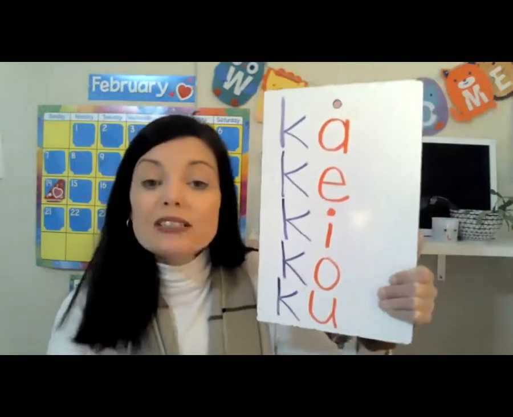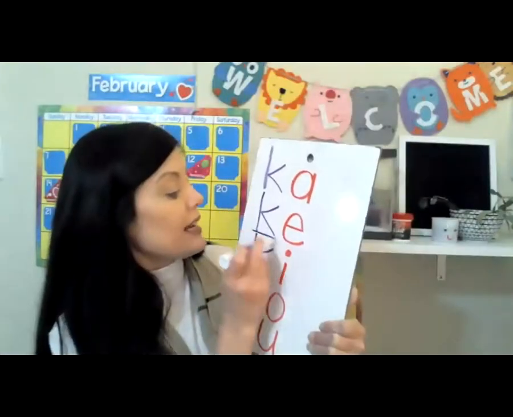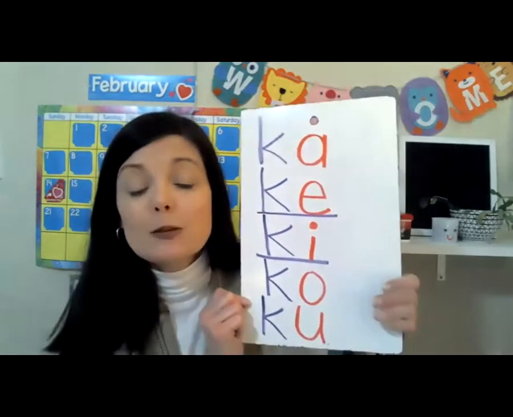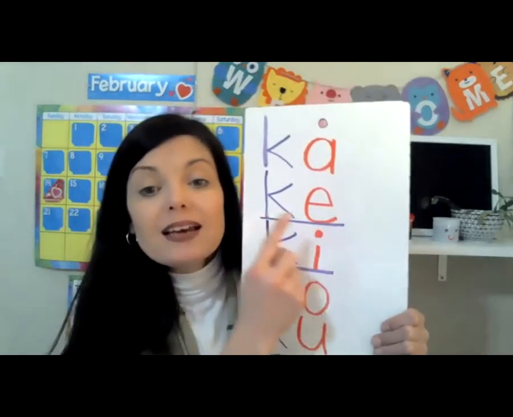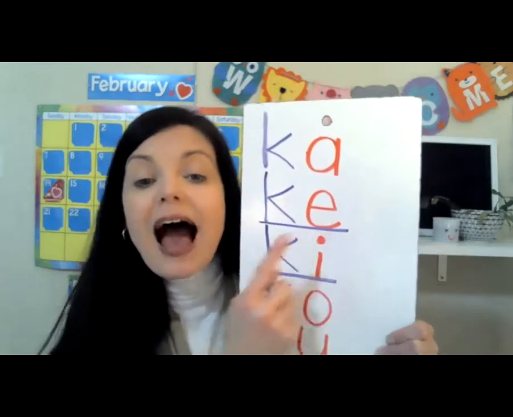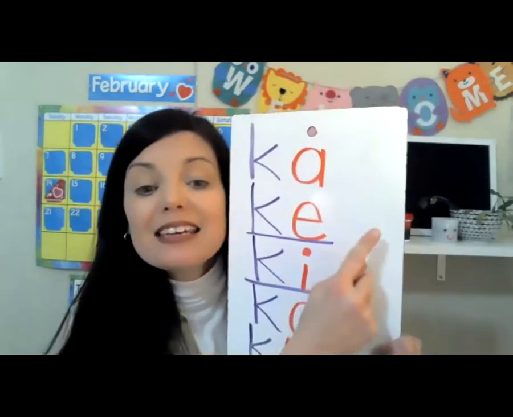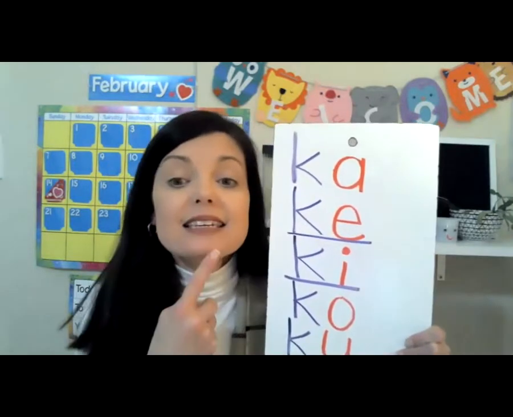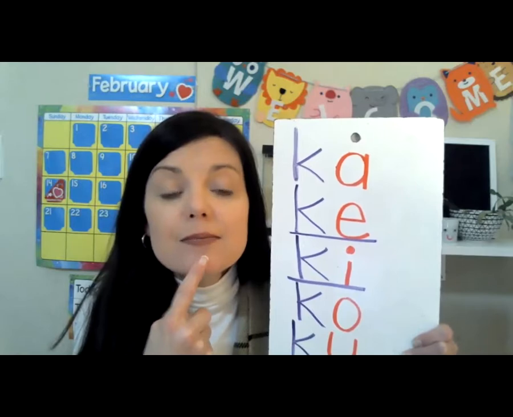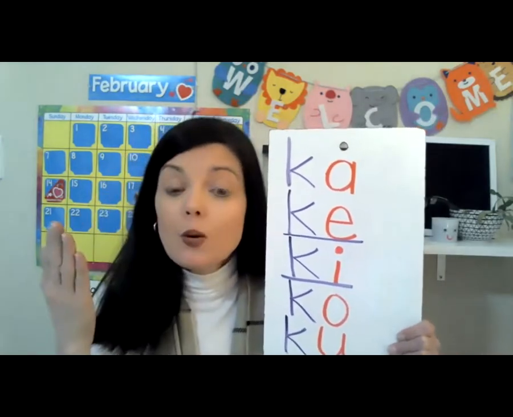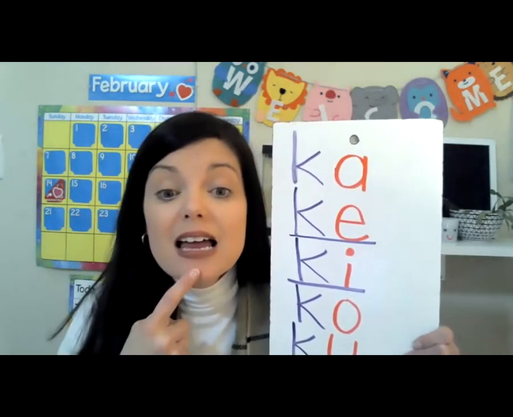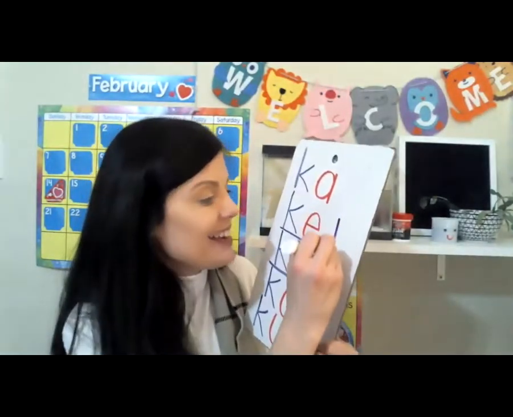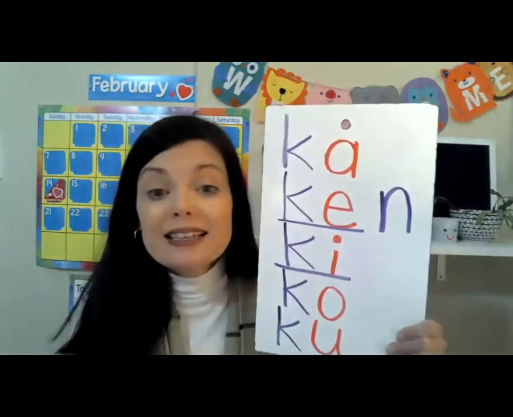Well, today we're going to make two words. We're going to use this blend and we're going to use this blend to make two words. First, let's look at this one. Ka. I want this word to be can. So what letter should I put at the end? What letter says n, n, n? Letter N.